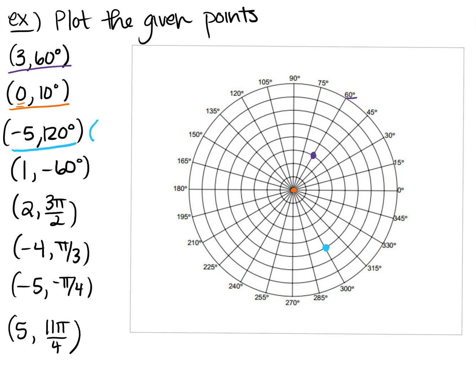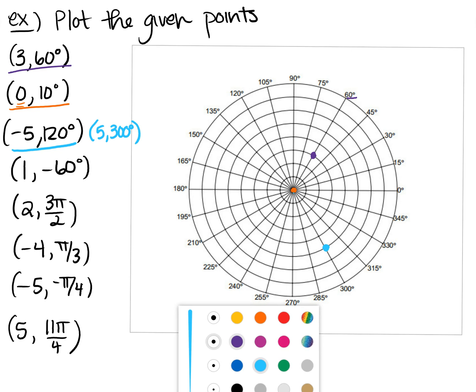That point could also have been represented by (5, 300), right? If I just wanted to be on the 300 line and go 5. Okay, aren't these fun? I think they're a good time. That probably doesn't surprise you that I think that's true.